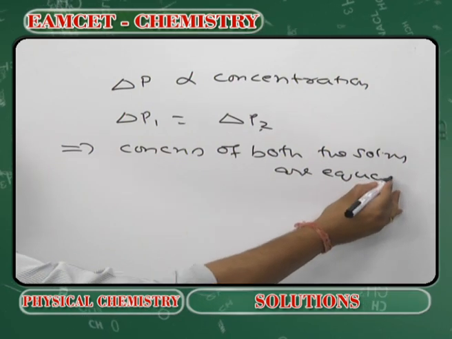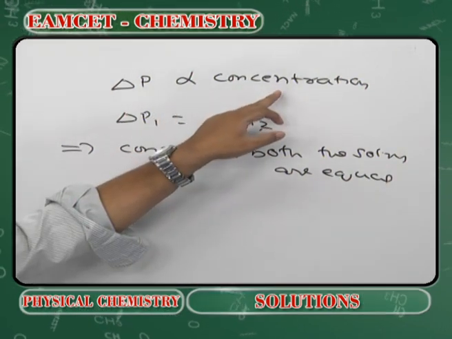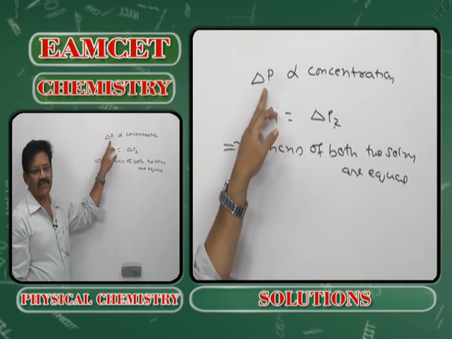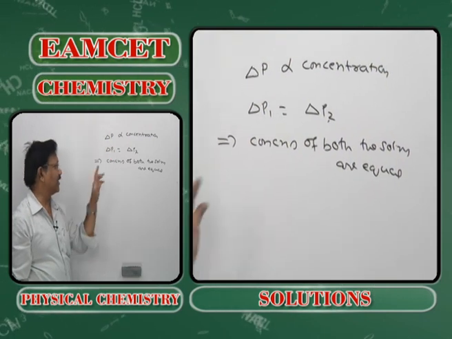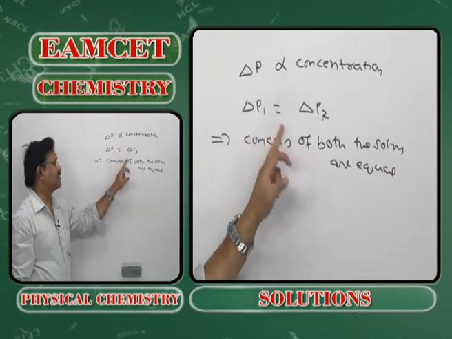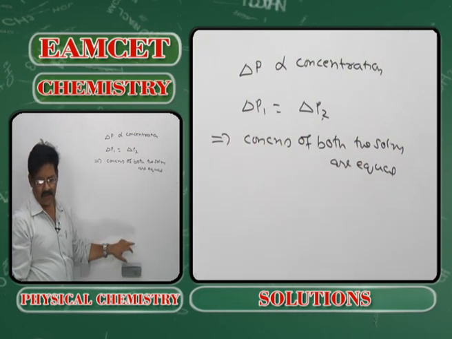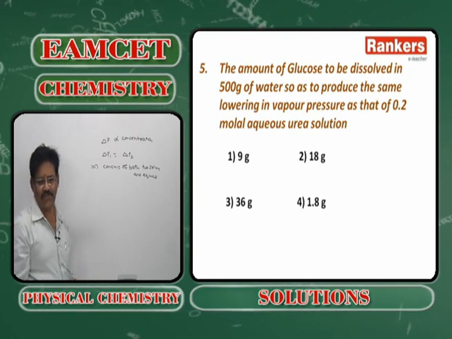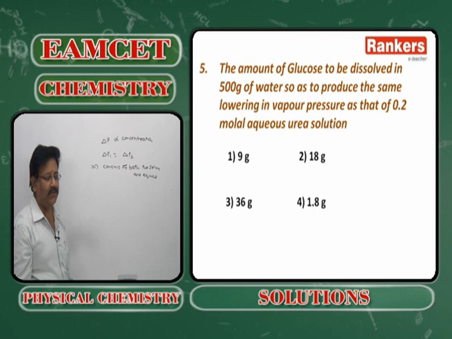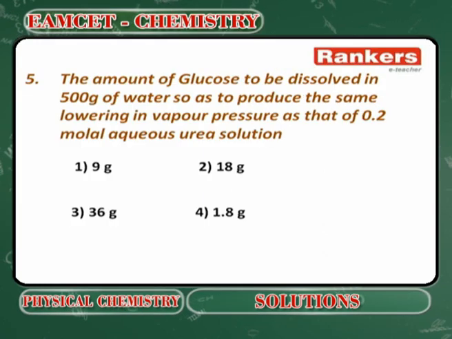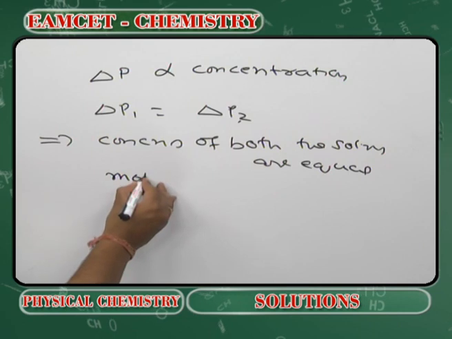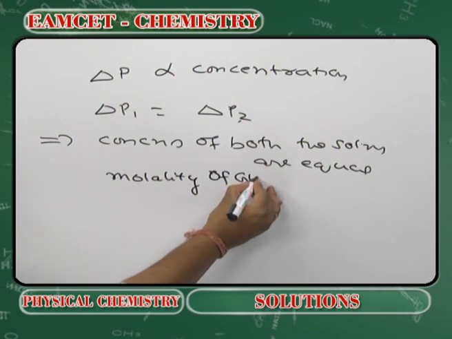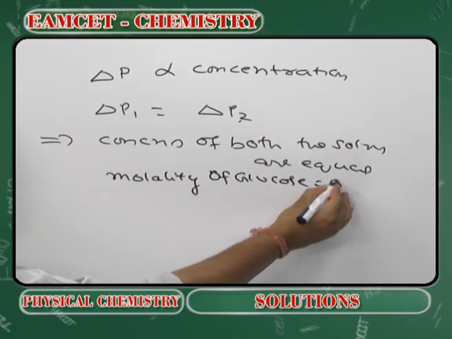When delta P, the lowering of the vapor pressure, is due to the dissolution of the solute, and the delta P values are the same, it can be taken for granted that the concentrations of both these solutions are equal. Now the lowering of vapor pressure of the glucose solution is the same as that of 0.2 molar aqueous solution. So the molality of the glucose solution can also be taken as 0.2.